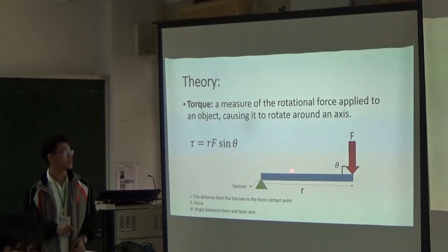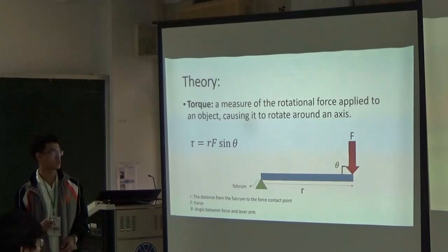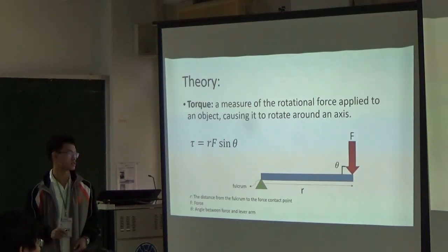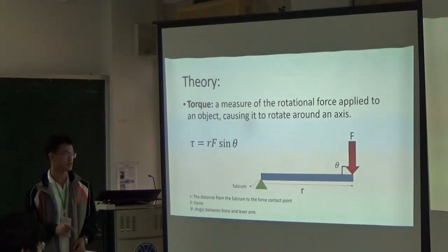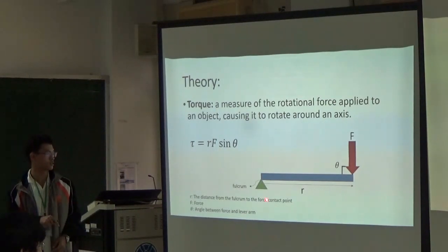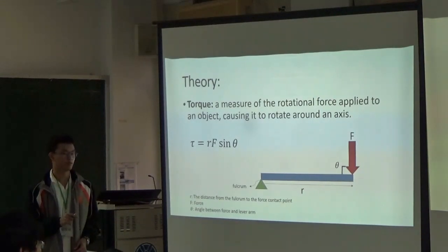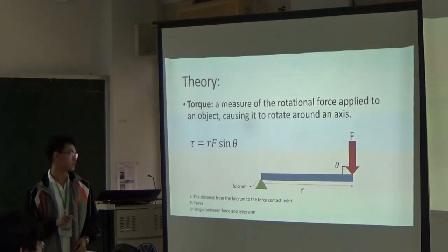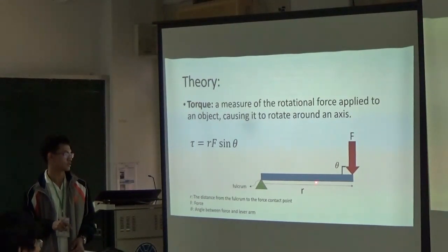And torque: a measurement of the rotational force applied to an object causing it to rotate around an axis. And this formula will be tau equals r multiplied by F multiplied by sin theta. And we define that r is the distance from the axis to the force contact point, and F means the force, and theta will be the angle between the force and the lever arm.